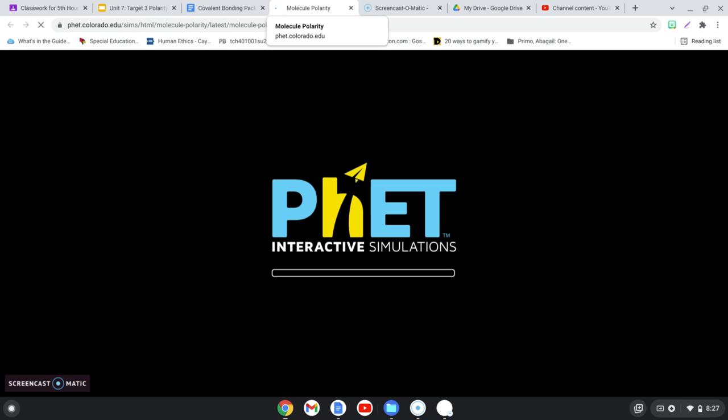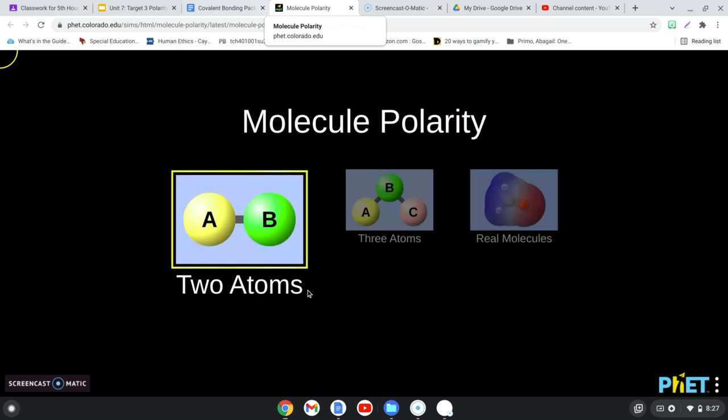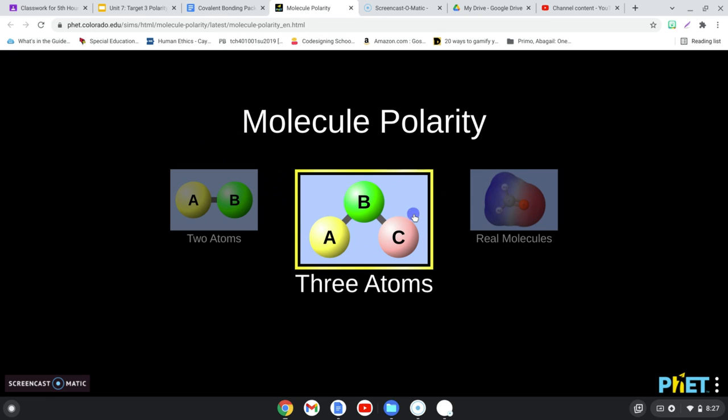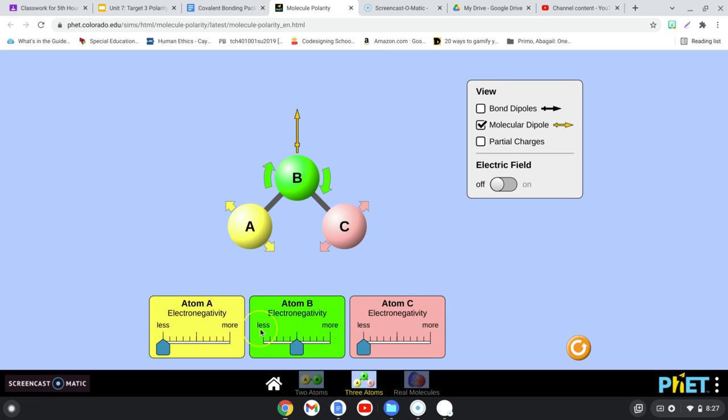When it loads, if you can remember that black arrow that we had, okay? Here, I've got molecular dipole and then bond dipoles, okay? So here's what I want you to notice. Atom A is less electronegative. Atom C is less electronegative. Atom B is slightly more electronegative than the two of them.